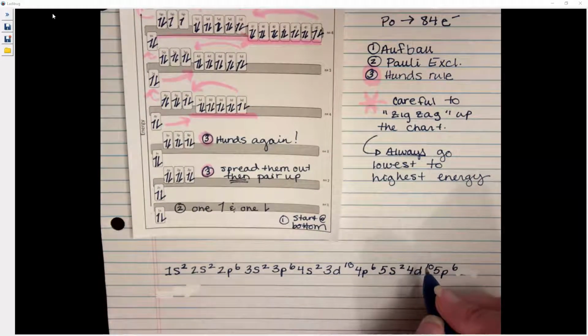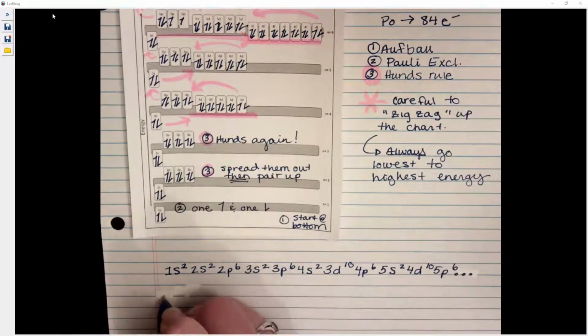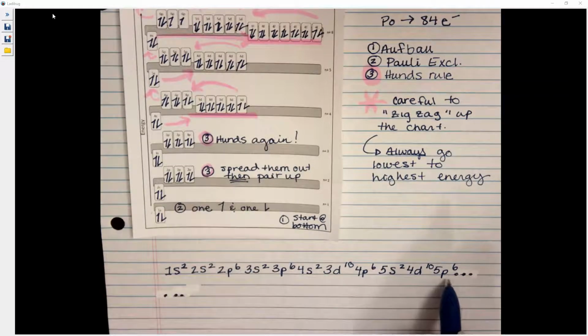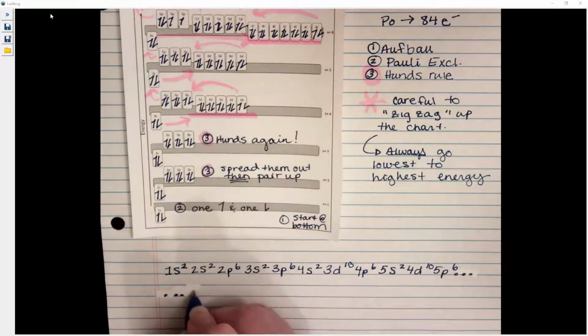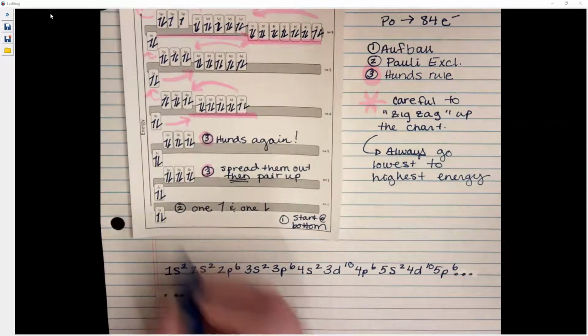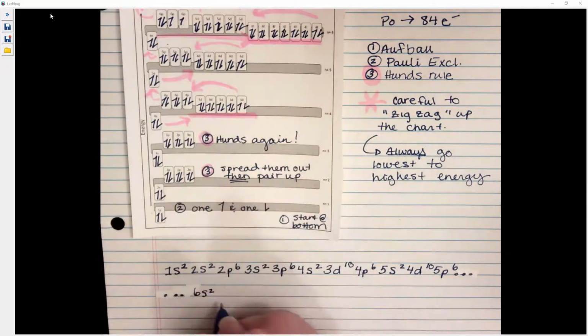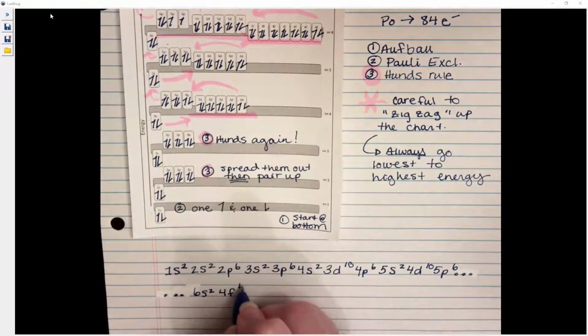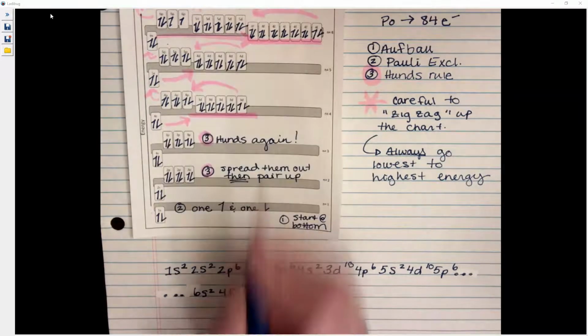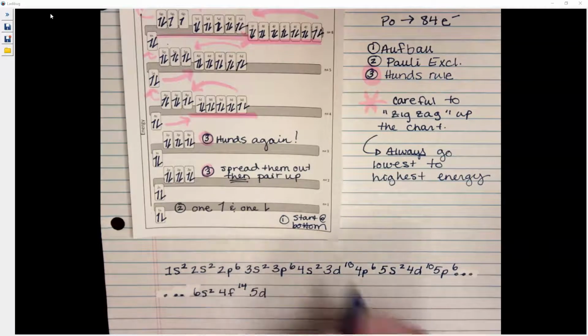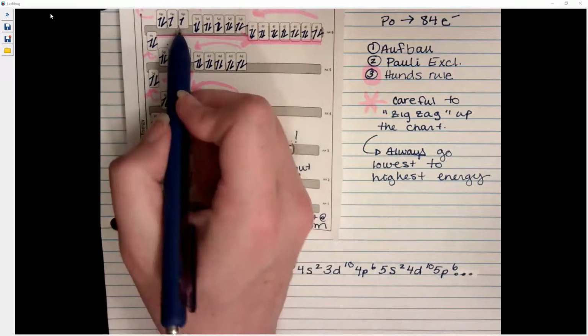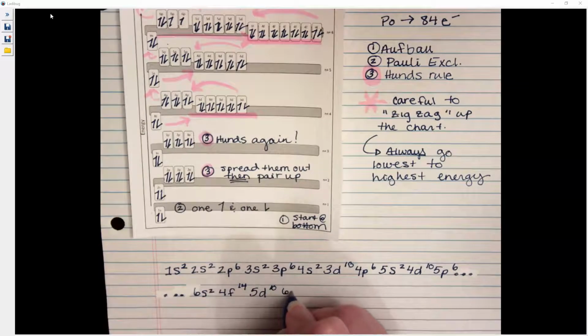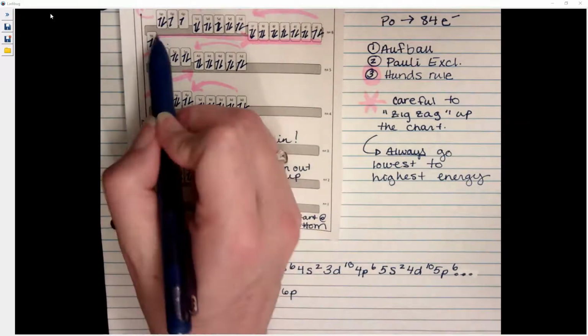so at this point I've really run out of space, right? So I'm just going to continue down here. So 5p6, 6s2, 4f, and if you count, there's 14. 5d10, 6p, it's not 6. How many are here?